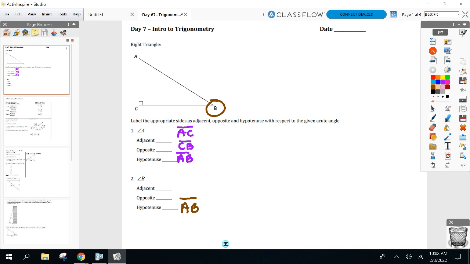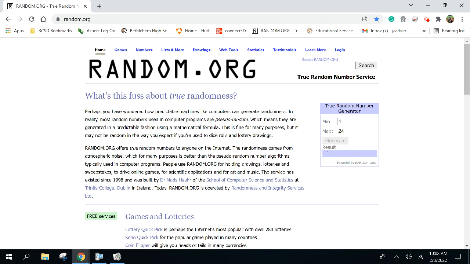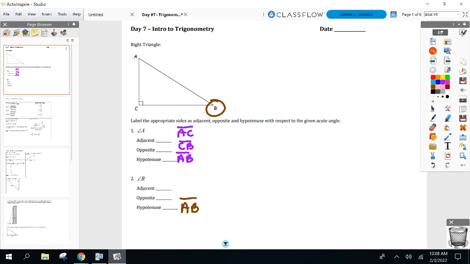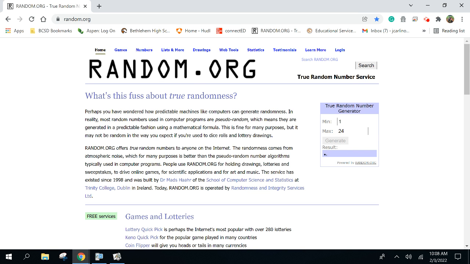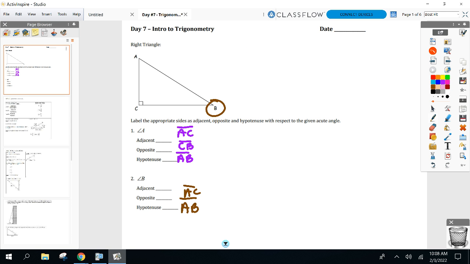All right, now what about the opposite side for me? AC, good work. And then my adjacent, the leg next to it, would be CB, yep. All right, so everyone's good on those. Adjacent, hypotenuse, and opposite. Because those terms are going to come up here in a second.